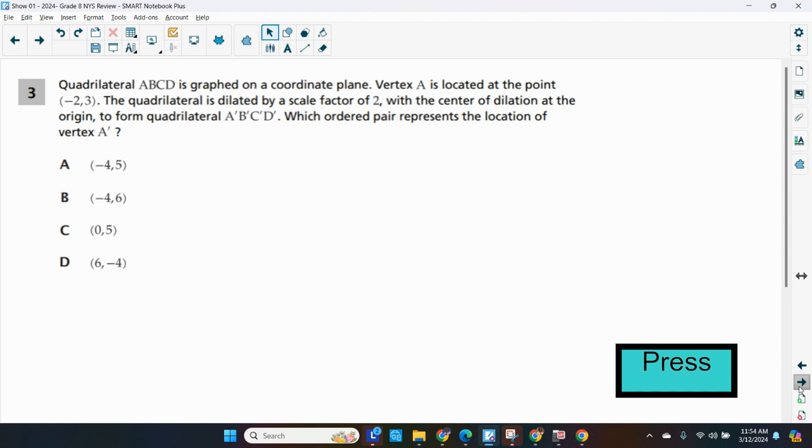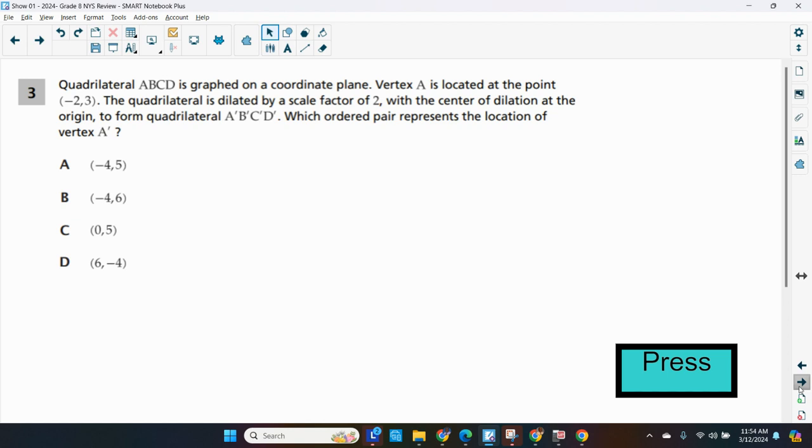So the scale factor tells the size of it, whether it's growing or reducing. So it's by 2, so that's like twice the size. With the center of dilation, so it's growing from the center of the coordinate plane at the origin, I just said that, to form a quadrilateral A prime, B prime, C prime, D prime. Which ordered pair represents the location of vertex A prime?